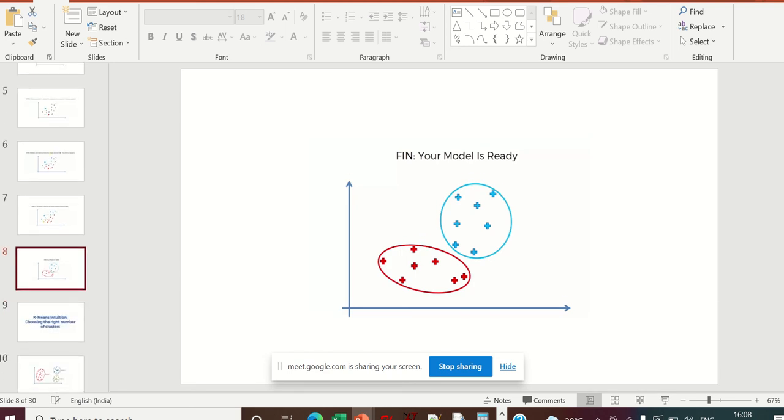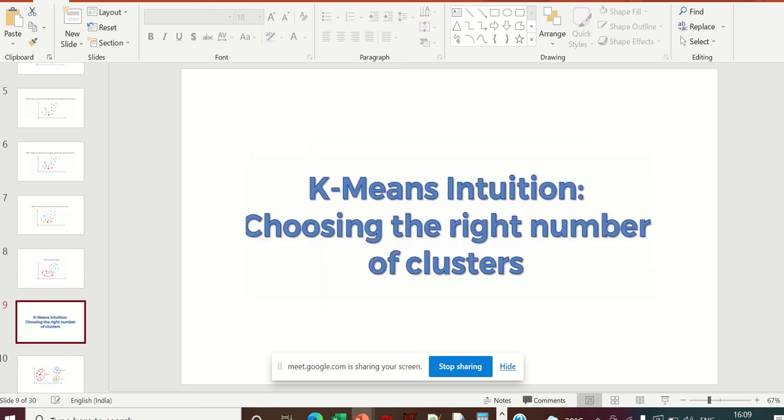Now, why only two groups should I make? I could have made it into four groups. Clusters can be 2, 3, 4, 10, any number. Why have I made only two? There is no reason. Actually, I am not sure how many groups I should make. I have to first decide how many groups I should make. For that, there is one intuition called the K means intuition.